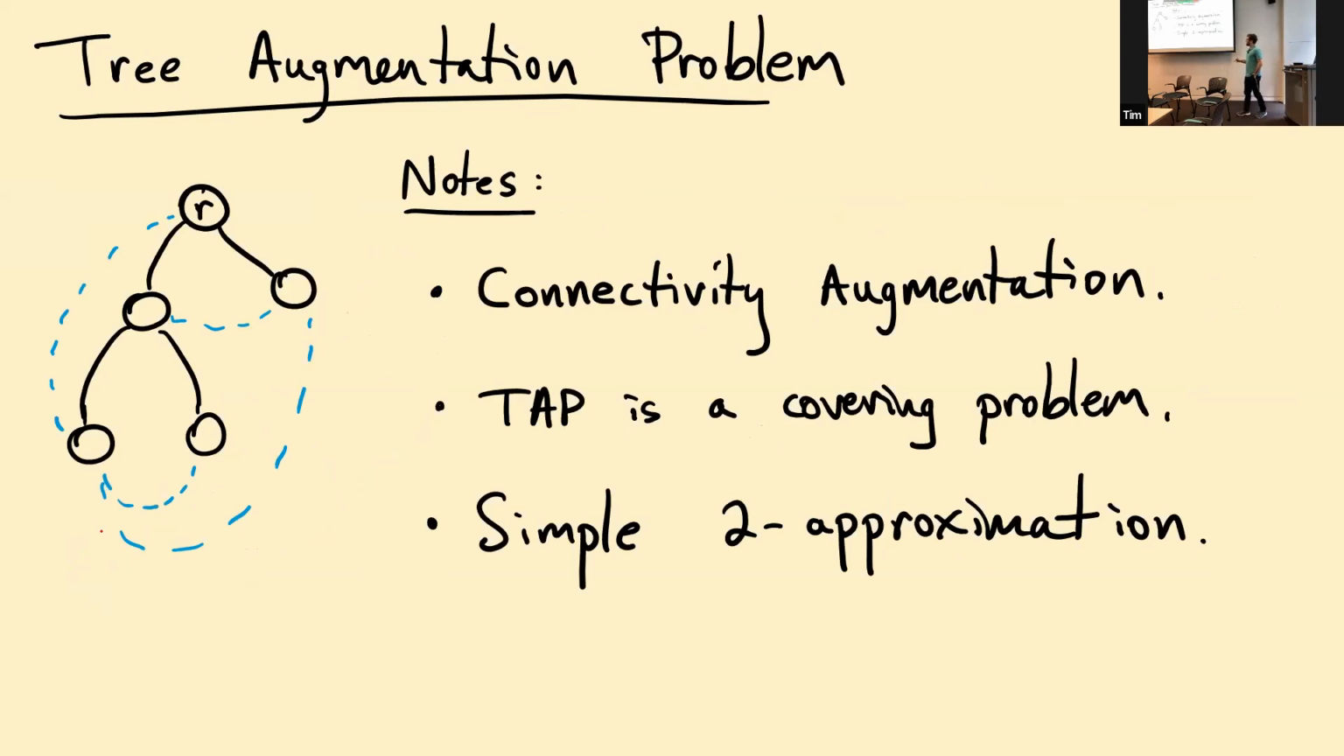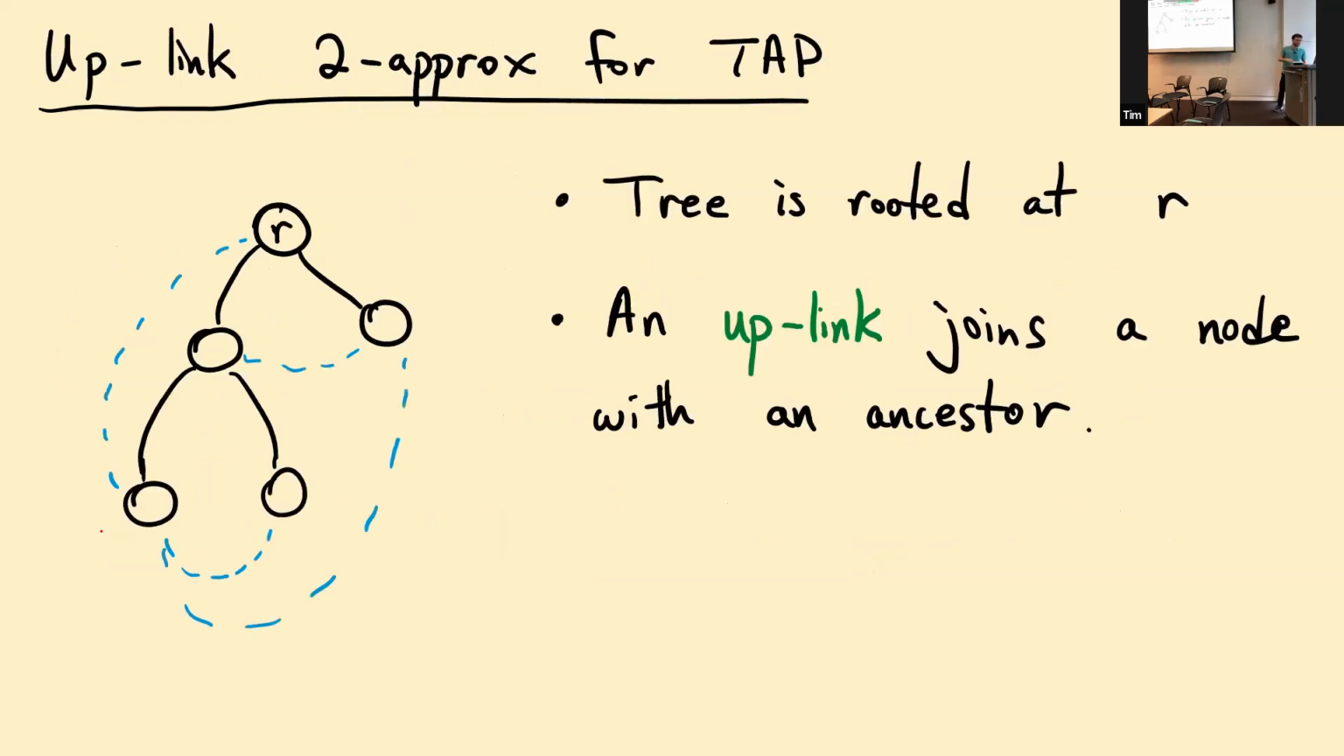Finally, there's a relatively simple two approximation for this problem, which I wanted to go through, which will actually come in handy later. But before I describe the two approximation, we need to talk about things called uplinks. Let's say that the given tree is rooted at some node, let's call it R. Then an uplink is a link which joins a node to one of its ancestors. This is an uplink. All of the other links in this graph are not uplinks.